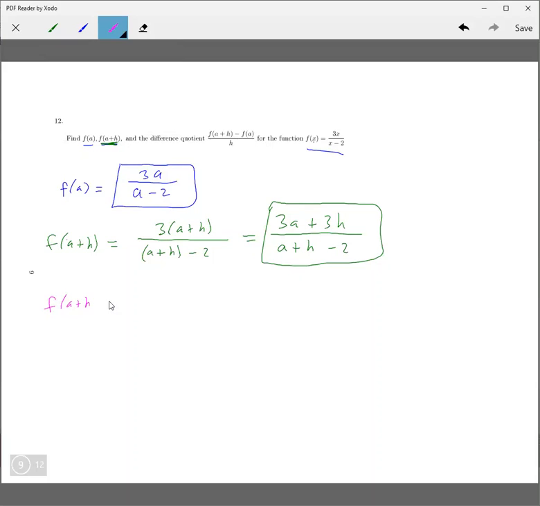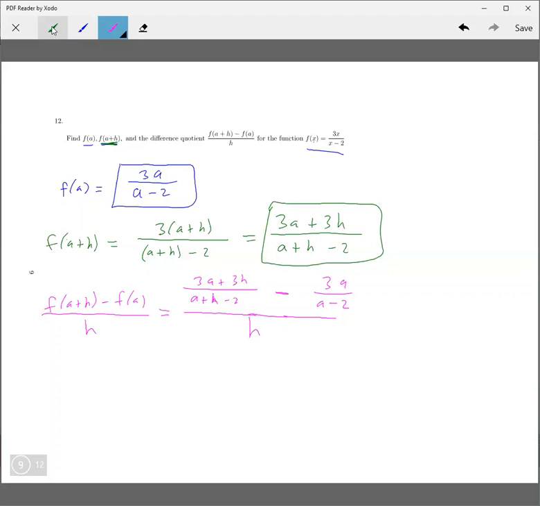f of a plus h minus f of a all over h. This is called the difference quotient. It's a really important concept of calculus. f of a plus h we already know is this. f of a, we already know this, but we're subtracting though. And then h right there.